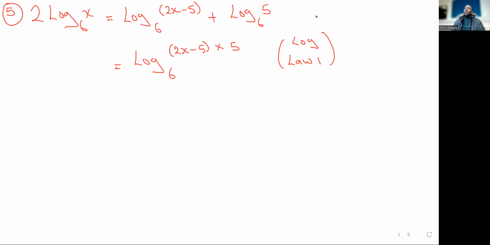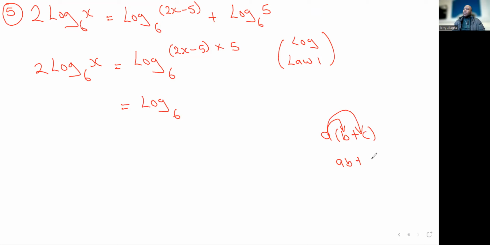So since that is sorted, then we can now have 2 log 6, 2 log x to the base 6. Now I can open the bracket there. So it's going to give us log 6. Remember I told you how to open a single bracket in basic algebra, where I have a(b plus c). I told you that a times b will give you ab, and a times c will give you what? ac. All right. So I'm going to apply the same principle here to solve. So we're going to have 5 times 2x will give us what? 10x. 5 times minus 5 will give us minus what? 25. Are you seeing it?